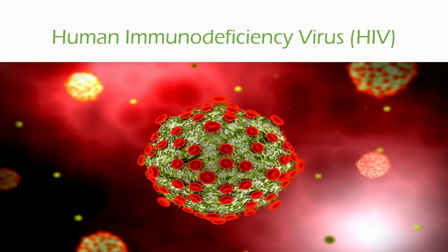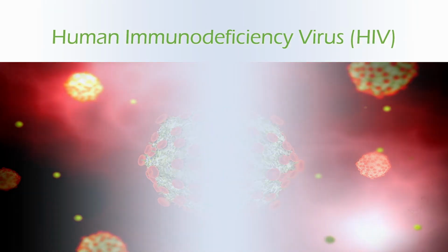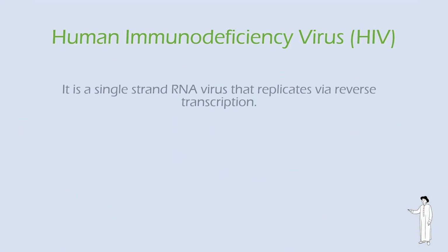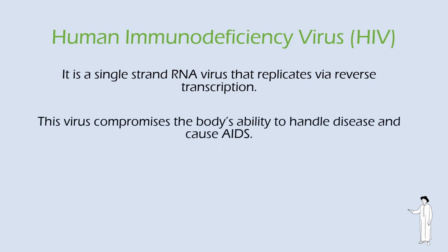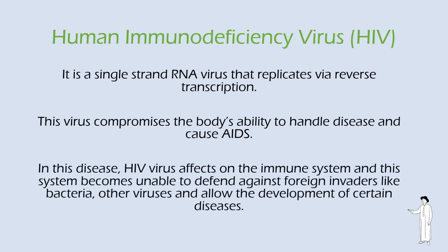Let's take a look at what HIV is. It is a single-strand RNA virus that replicates via reverse transcription. This virus compromises the body's ability to handle disease and causes AIDS. In this disease, the HIV virus affects the immune system, and this system becomes unable to defend against foreign invaders like bacteria and other viruses, and allows the development of certain diseases.